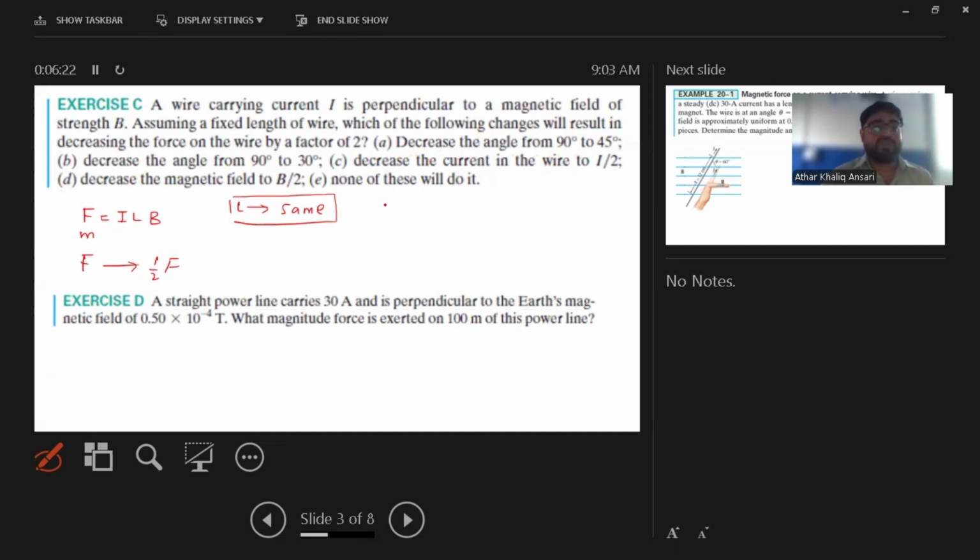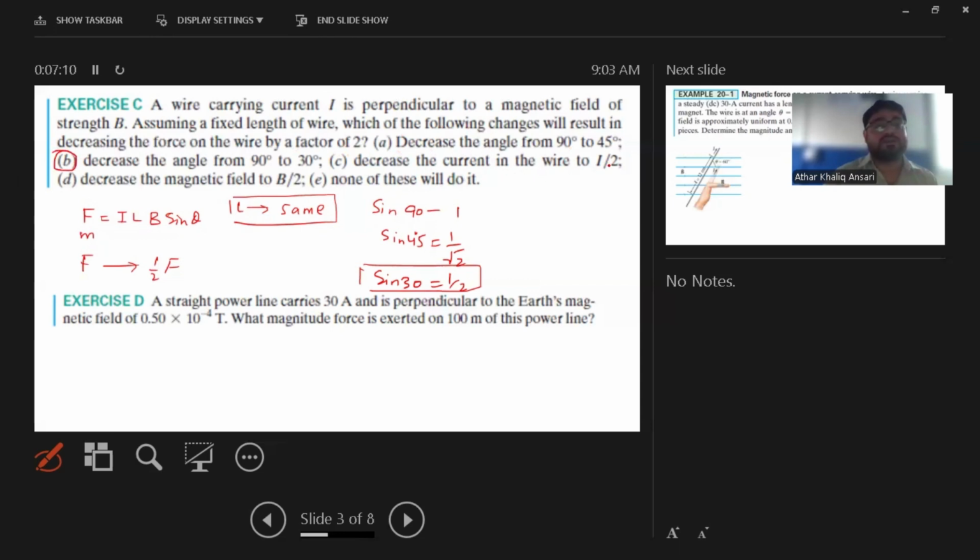Here, if you are talking about angle, I would write sine theta as well, because they are saying current is perpendicular but not the length. Length may have an angle here. So sine 90, you know the answer is 1. Sine 45, what is the answer? 1 over radical 2. Sine 30 is 1 over 2. So if you change the angle to 30, this is the first thing that changes the force to half, not 45.